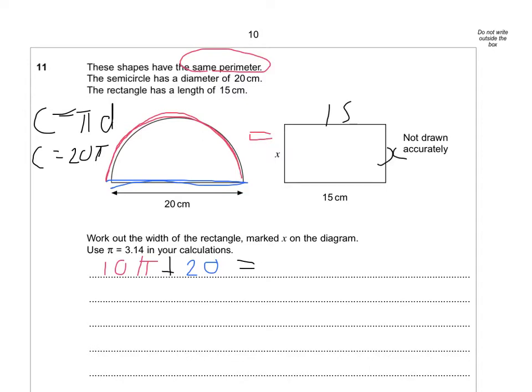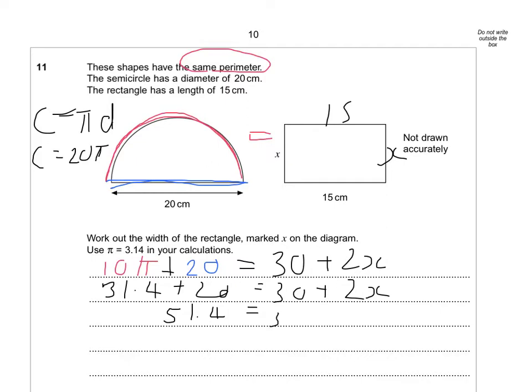the perimeter is all four lengths added up, so it's 15 plus 15 is 30, plus x plus x, which is plus 2x. At this stage then we can put in pi to be 3.14, so 10 times 3.14 is 31.4, plus the 20 equals 30 plus 2x. Simplifying the left hand side is 51.4 equals 30 plus 2x.